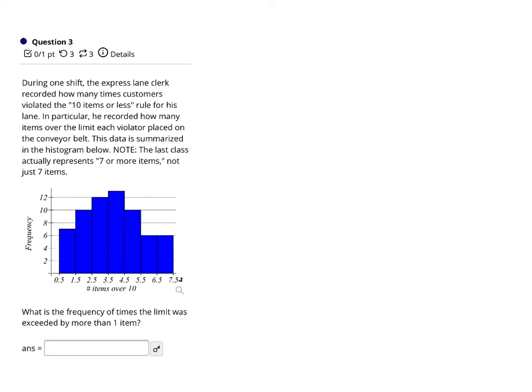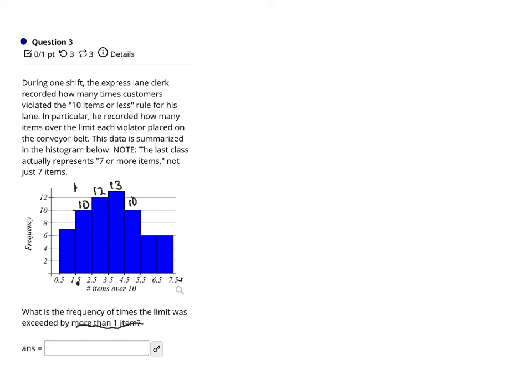So what is the frequency of the times the limit was exceeded by more than one item? So not one item, more than one item. So we'd start right here. So we want to look starting right here over. So I looked right there, that's 10. This bar goes up to 12. This looks like it goes one past it, so that's 13.